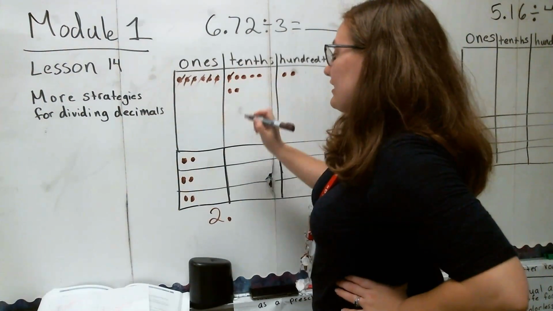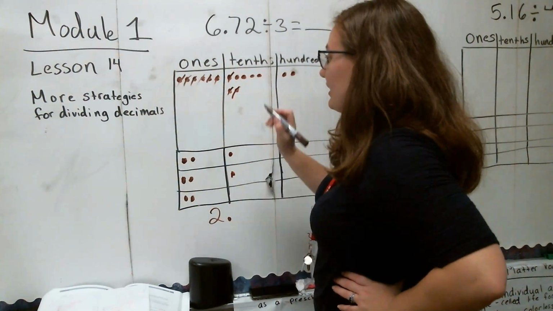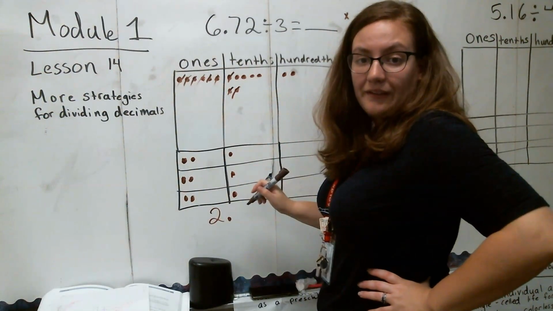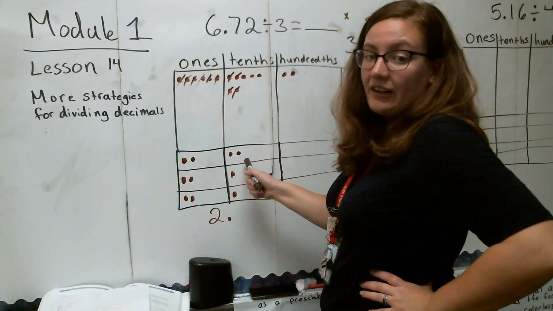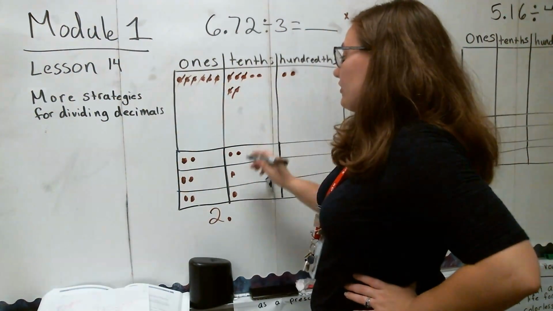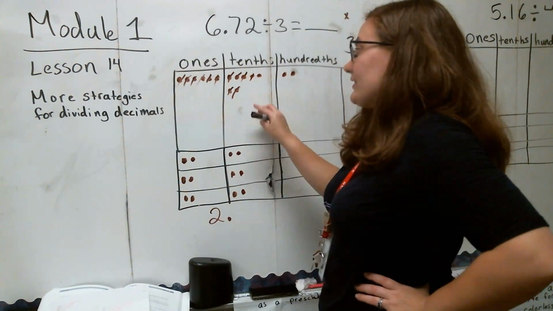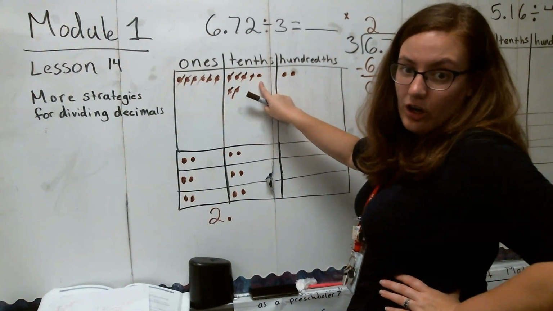So again, I cross off a dot, put it in a box, cross off a dot, put it in a box, cross off a dot, put it in a box. I still have more dots left to go, so I'm going to keep going. Cross off a dot, put it in a box. You see how I restarted back at the top. Cross off another dot, put it in a box, cross off another dot, put it in a box. Now I have one dot left that I have not crossed off.